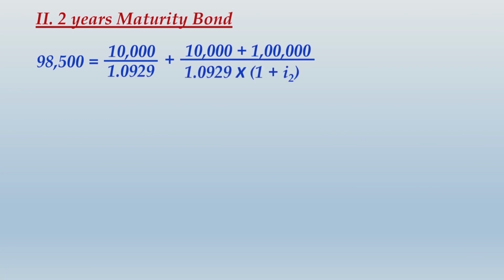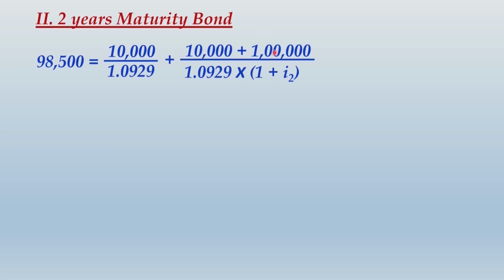Let me explain what this is. In the first year, the cash flow will be only the coupon payment for the first year, which will be discounted to its present value using the first year applicable rate of 9.29%. So the 10,000 coupon payment divided by 1.0929. Now in the second year you will be getting a coupon payment of 10,000. Along with that you will get the redemption value of 1 lakh.